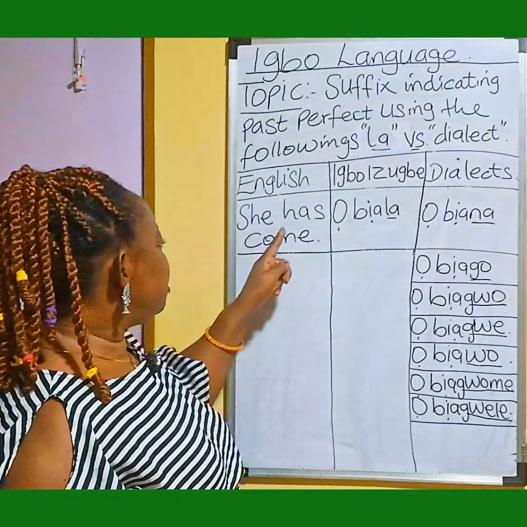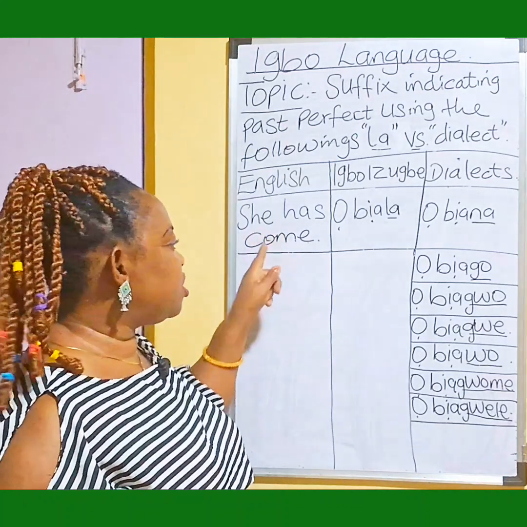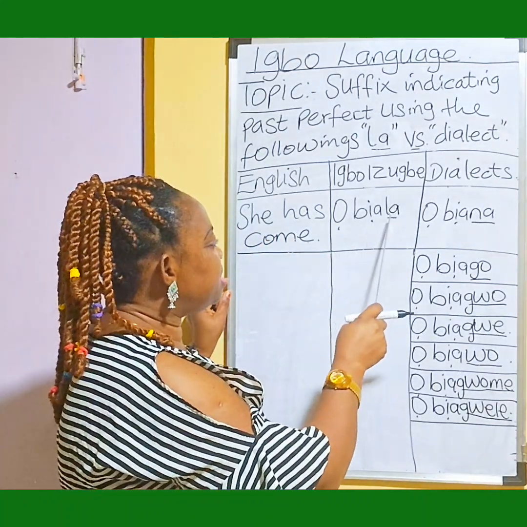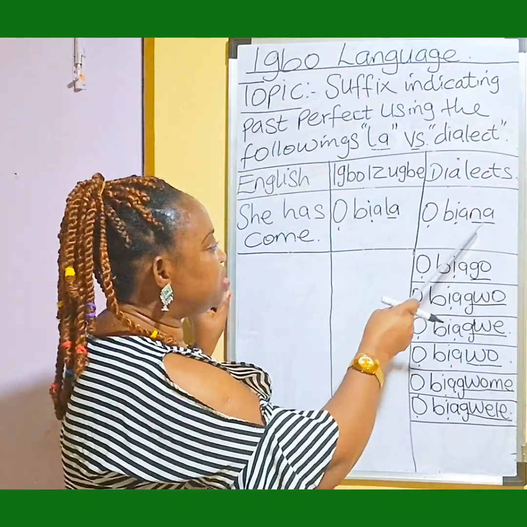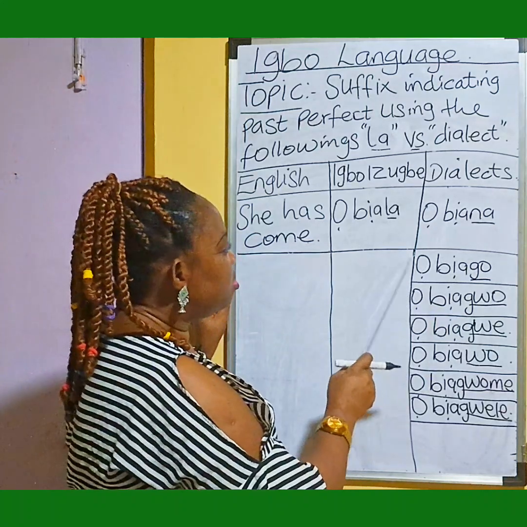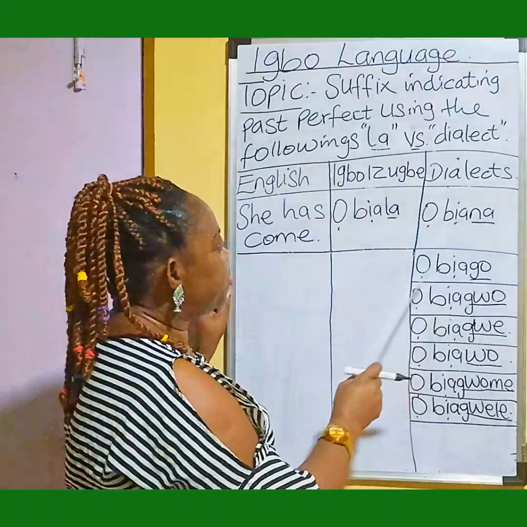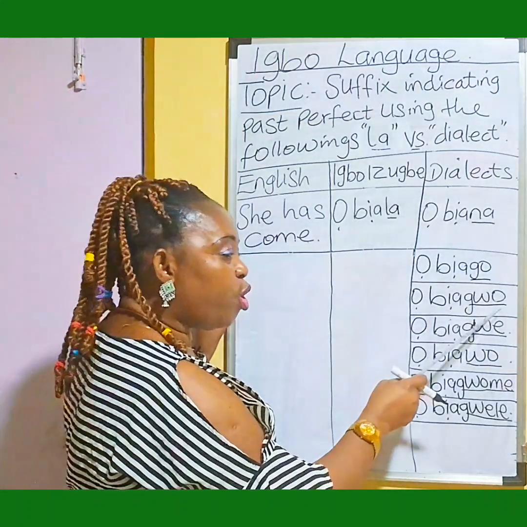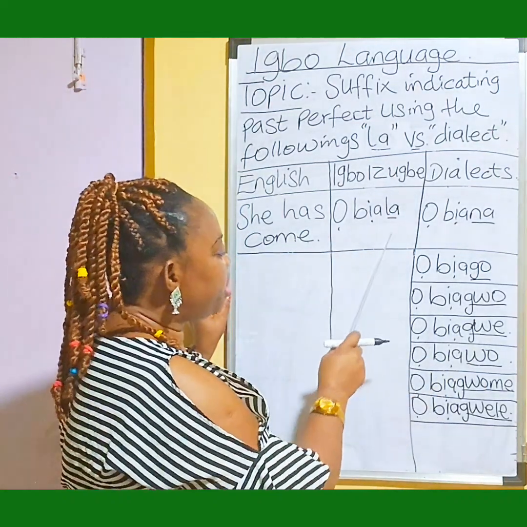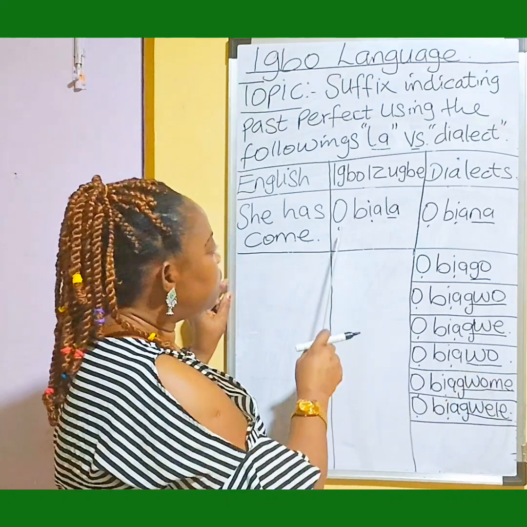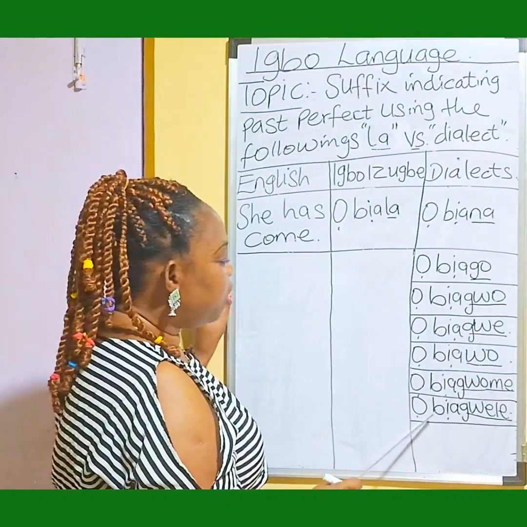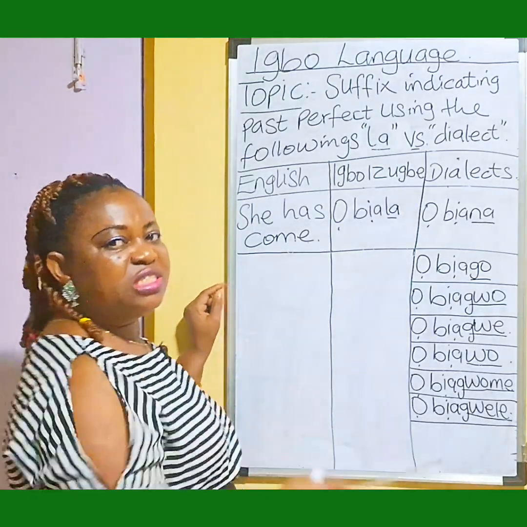On this sentence, she has come, Obiala. Our suffixes here are la, na, and so on. Obiala, Obiago, Obiala, Obiagwe, Obiala, Obiawo, Obiala, Obiagome, Obiala, Obiagwele. Have you seen it?